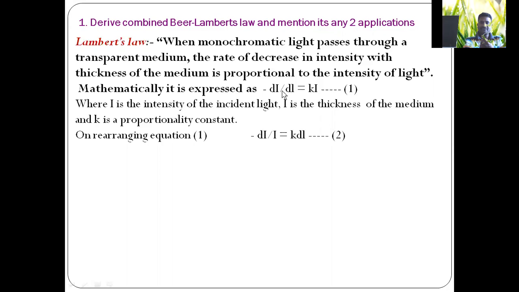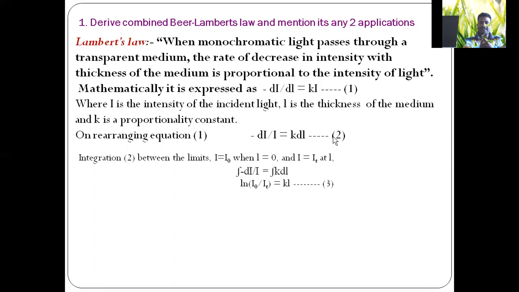On rearranging this equation 1, we get finally minus dI by I is taken here and dL is taken here. So minus dI by I is equal to k dL, equation number 2. Then by integrating equation number 2 between the limits, I0 is the lower limit and IT is the upper limit, and L equal to 0 is the lower limit and L is the upper limit.